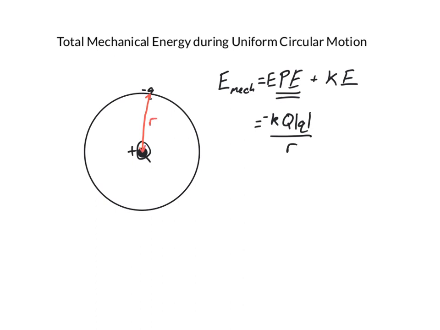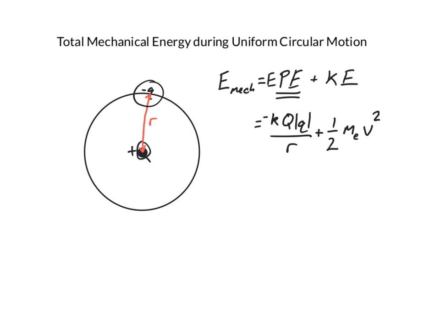Plus kinetic energy is 1/2 the mass that's going round and round, so that's the outer mass, the electron in this case, times v squared, how quickly it's whipping around the edges. Okay, that's half of our considerations.